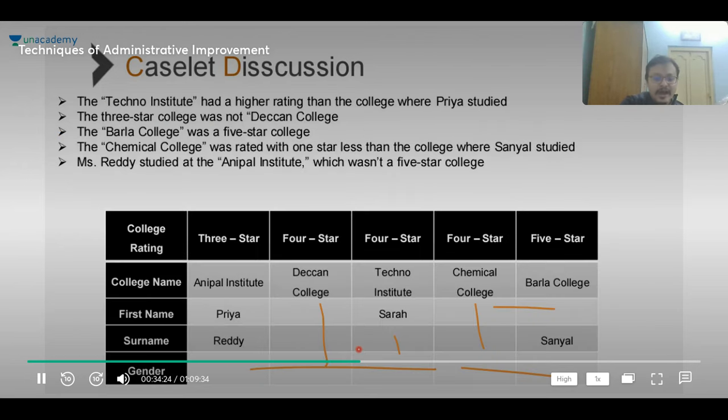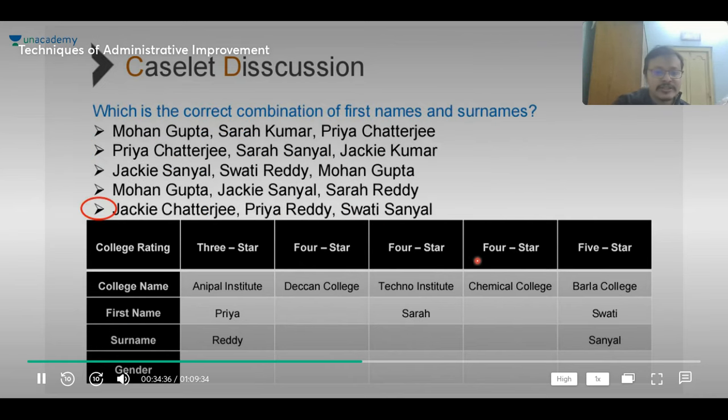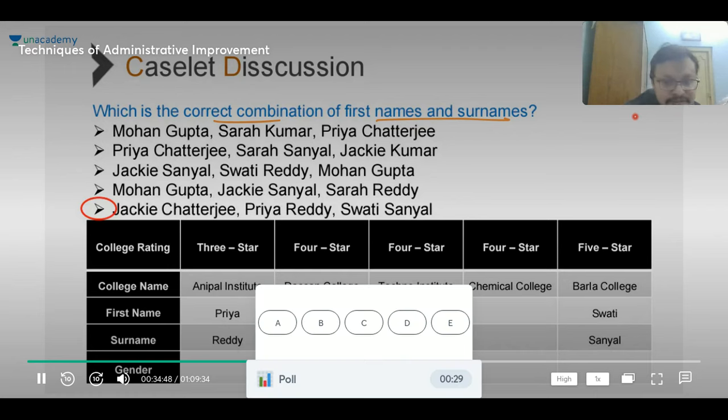So 3 out of 5 are done. I understand that 60% of the set is still incomplete, but let us still move on to the 4th question. The 4th question is, which is the correct combination of first name and surname? Can anybody look at this incomplete set and try to answer which of the following is a correct combination? Note, we just know Priya Reddy, that is one thing we have, and the other is Swati Sanyal.